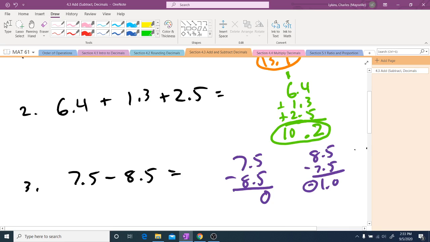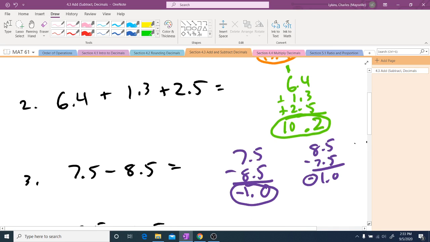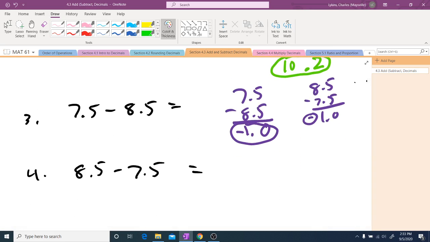So if you have seven things, you take away 8, that means somehow you're in the hole 1. That's where we get this right here. But now, if it's written this way, you just do 8.5 minus 7.5, and you get a positive 1.0.